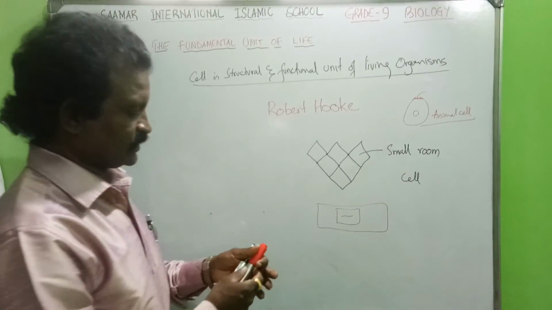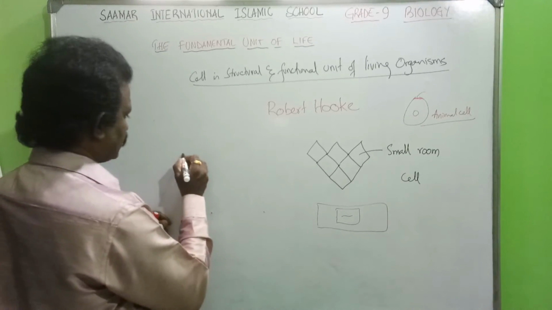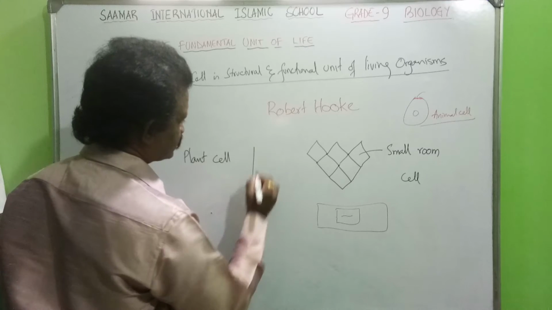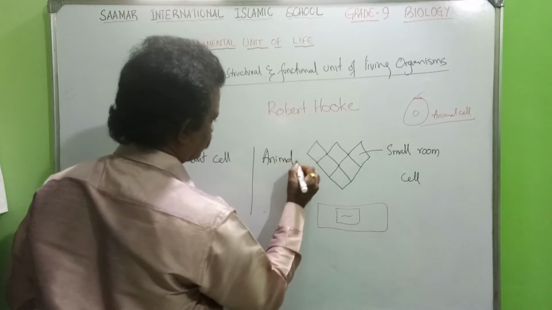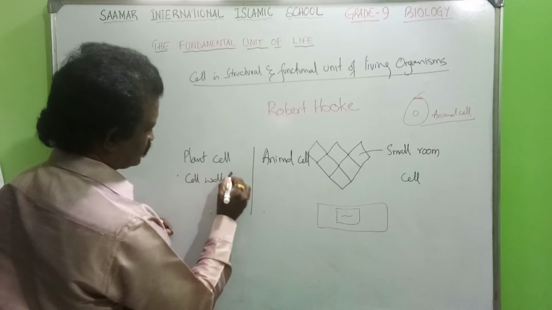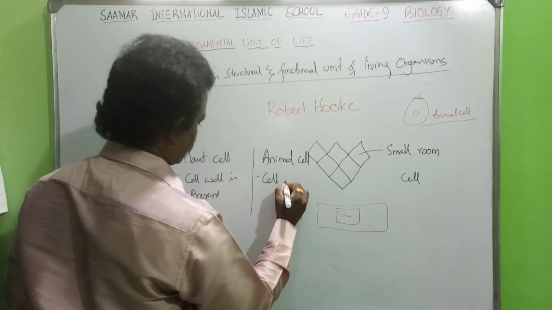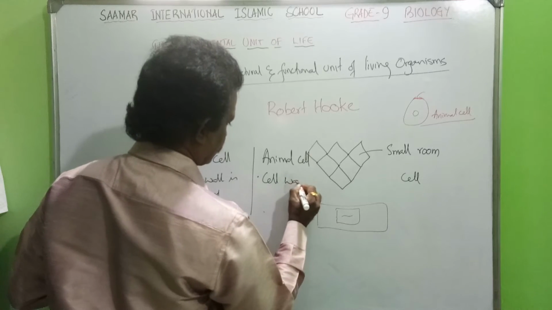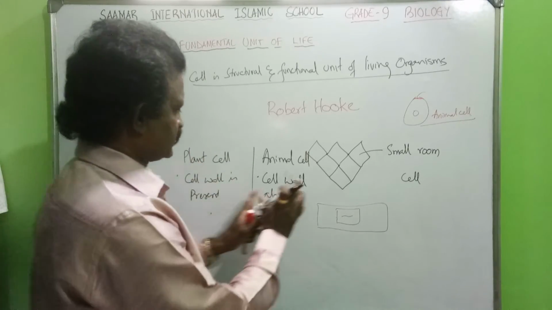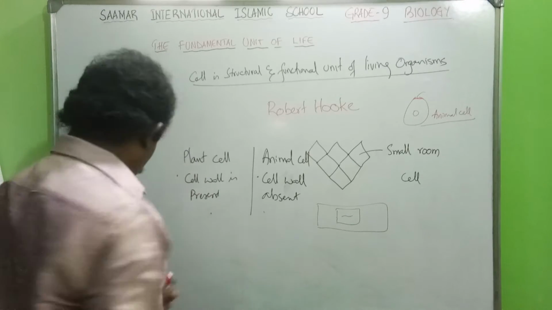Now what is the difference between the plant cell and animal cell? I think you have studied this in your earlier class. In the plant cell, the cell wall is present. In the animal cell, the cell wall is absent. Is it clear? You know the main difference: cell wall is present, cell wall is absent. Clear?